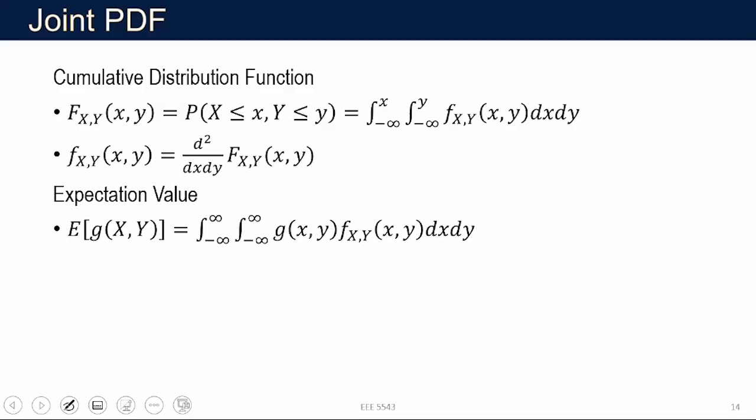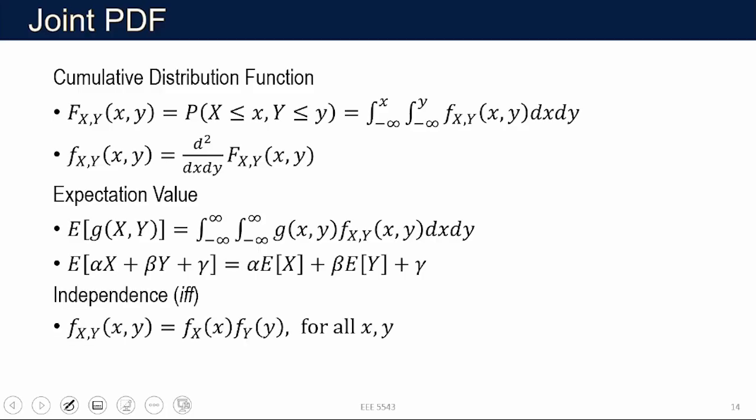We can also find the expected value of a joint distribution function similarly to how we did before, but now it's a double integration. And we can also show the properties of affine transformation still hold. And now to complete our joint probability density function discussion, we can talk about independence. So these two random variables are independent in case the joint distribution function is just the product of their marginal.